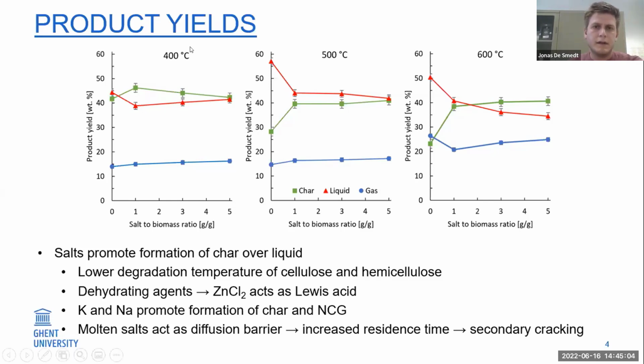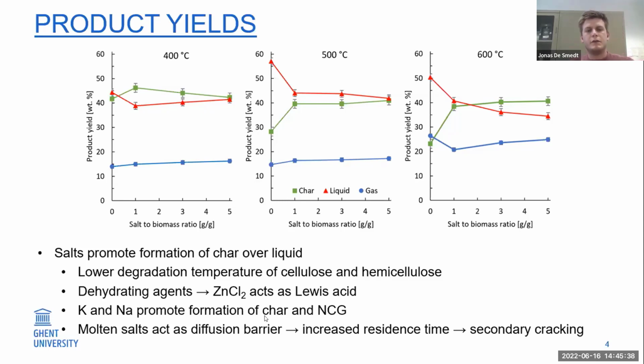We know that these salts lower the degradation temperature of cellulose and hemicellulose, benefiting the production of residual char. These salts also act as dehydrating agents, especially zinc chloride, which also is a Lewis acid, promoting the formation of water in our condensed liquid and also production of residual char. Potassium and sodium, on the other hand, promote the formation of char and non-condensable gases.